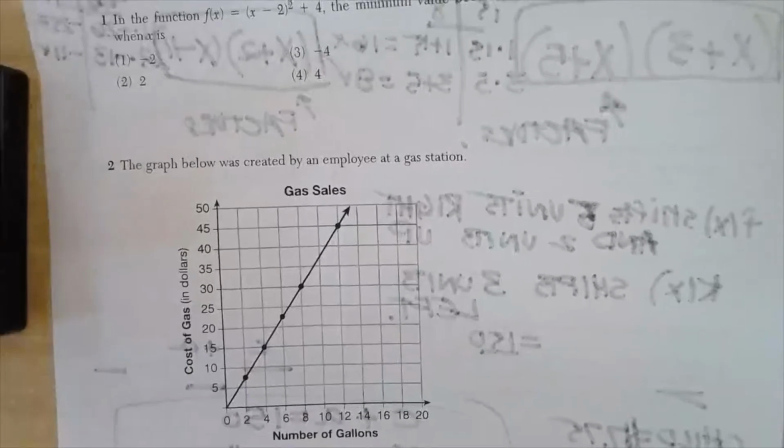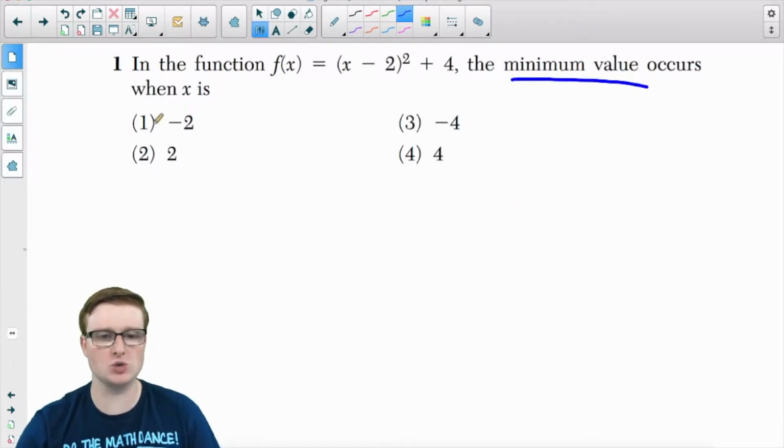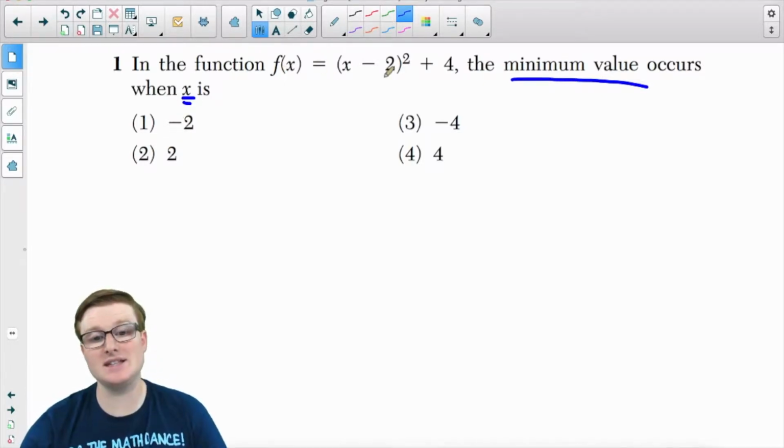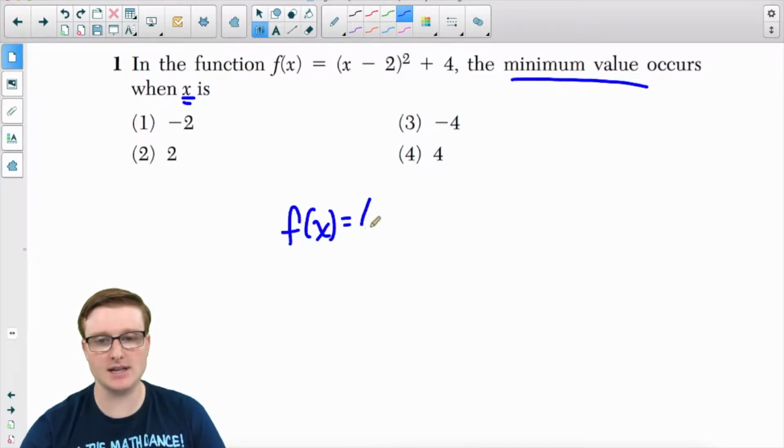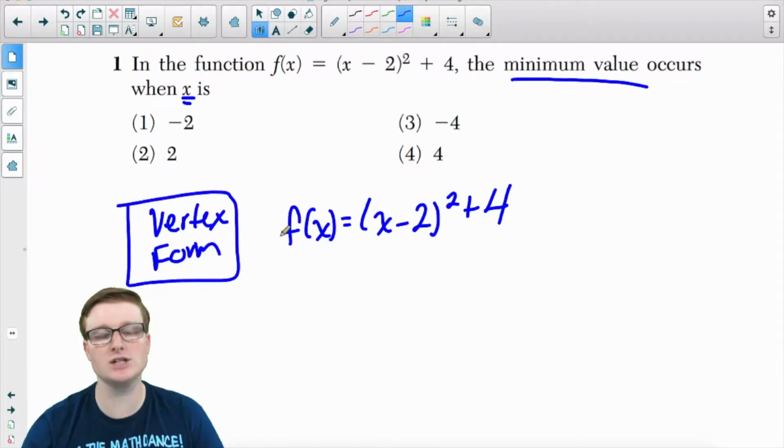Page. Here we go. In the function f of x equals x minus 2 squared plus 4, the minimum value occurs when x is what? So you could do this one of two ways. One, realize that this is in vertex form already. Because if you have f of x is equal to x minus 2 squared plus 4, this is called vertex form of a parabola. So you could easily determine the vertex based off of this equation.